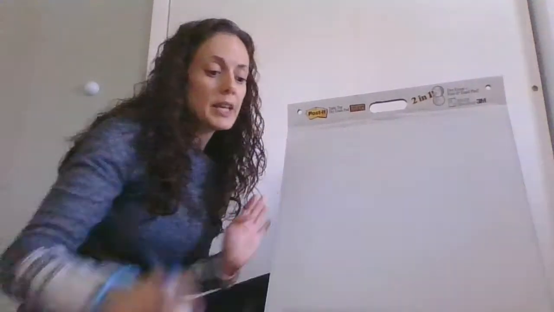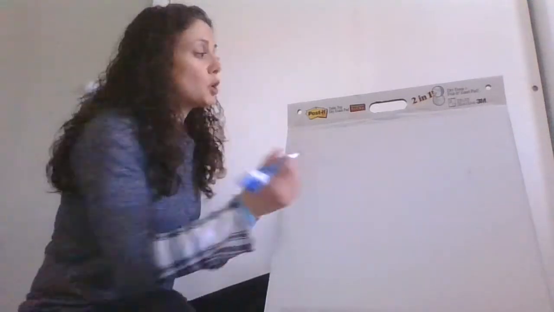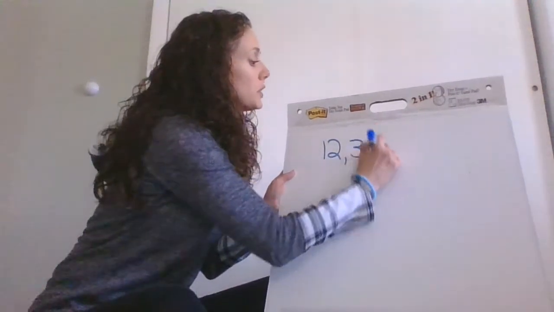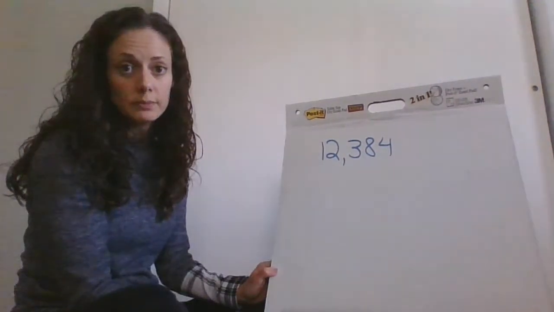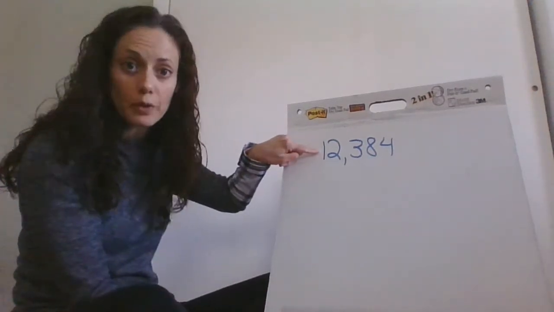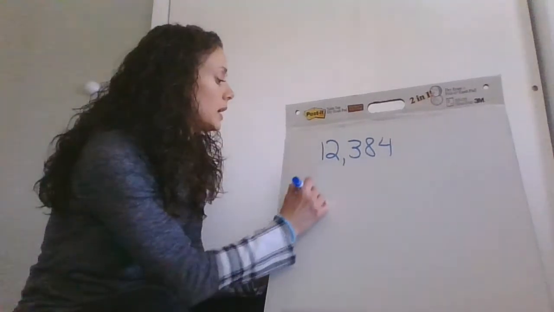Number 9 is a review of writing numbers in standard and expanded form. So for example, if I have the number 12,384, this is standard form, right? So it's going to give you the word form. You would write it in standard form. Expanded form for this would look like this.